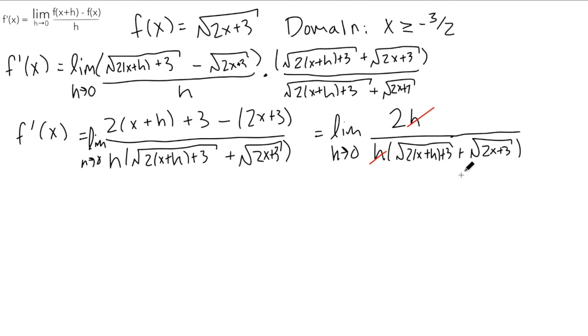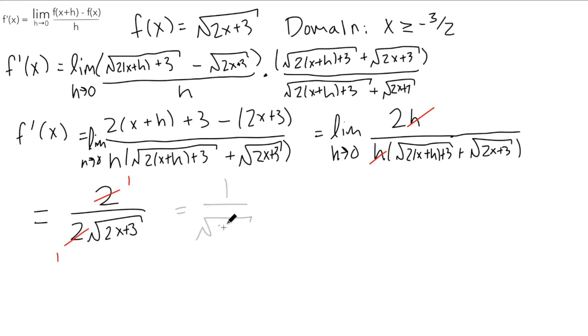Now you can directly substitute in h is 0, and you get 2 over 2 square root 2x plus 3. These 2's can cancel, you can simplify this, and you're left with 1 over the square root of 2x plus 3 as your f prime of x.